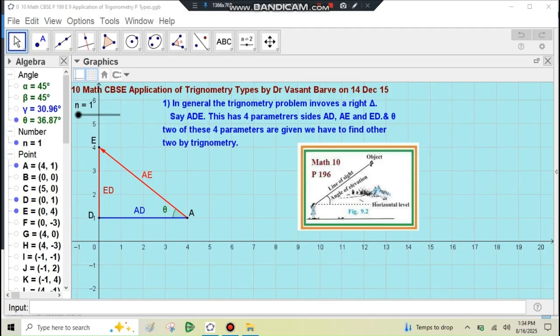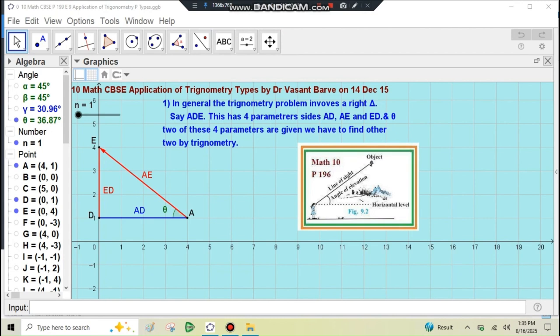Today I am going to discuss a topic of 10th standard: application of trigonometry. It's a very interesting topic, but some students find it a little difficult. So here, in general, a trigonometry problem involves a right angle triangle.